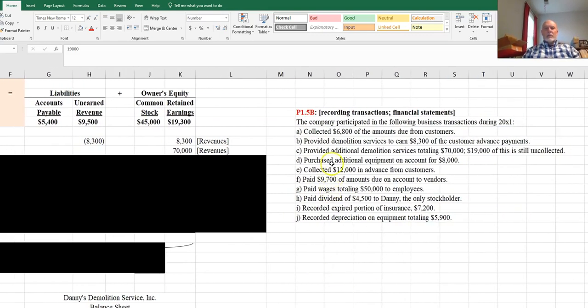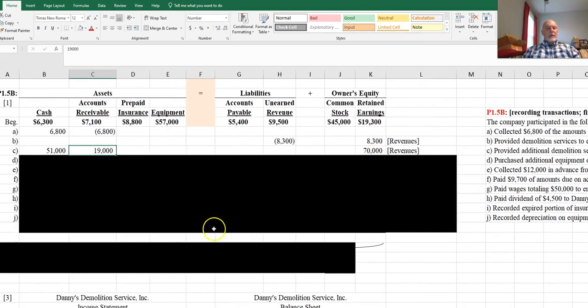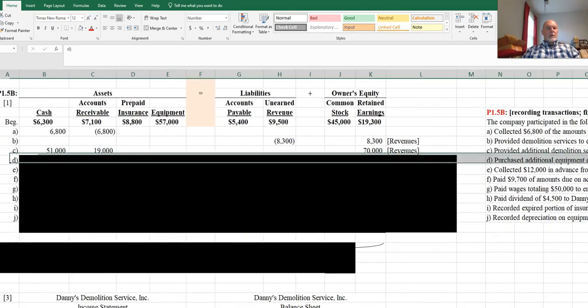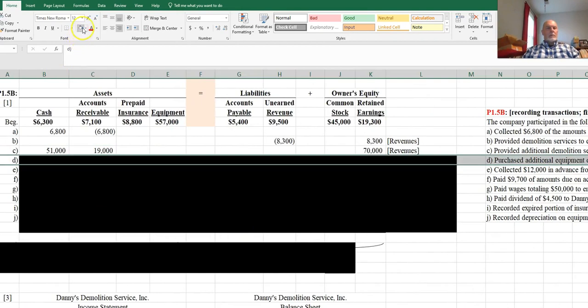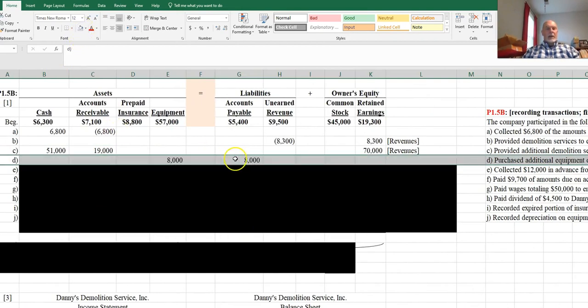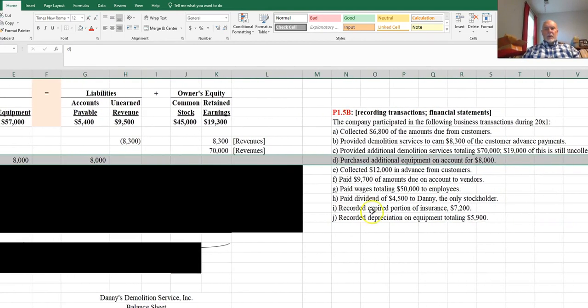Item D, we purchased additional equipment on account. That means we hadn't paid for it yet. We bought it. They added it to our account that we owe. So $8,000. So we're purchasing equipment. Equipment will go up by $8,000, and we're adding that to accounts payable because it's a liability that we now owe for that purchase.